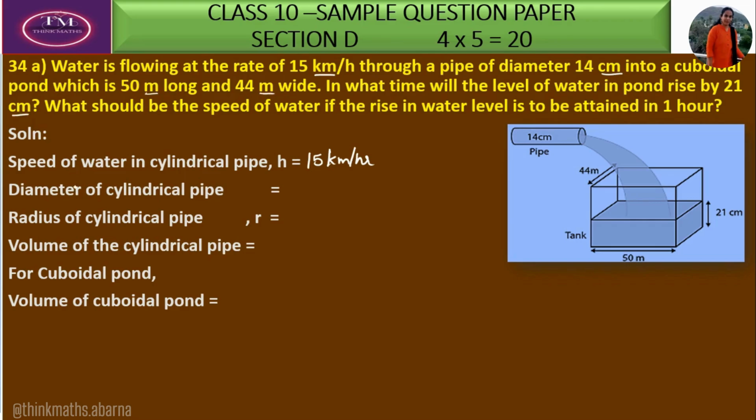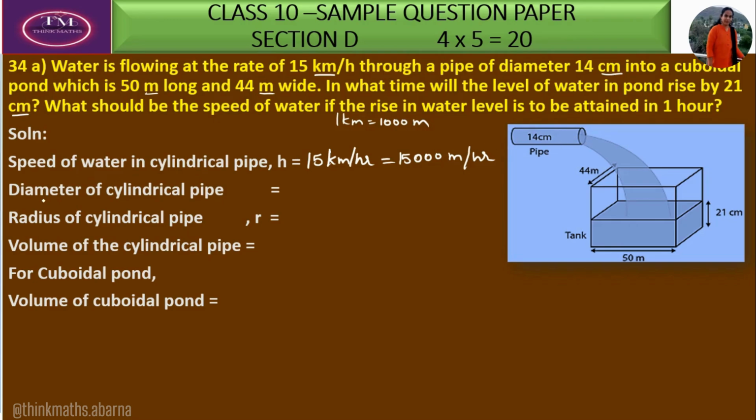So what I am going to do, I am going to convert everything to meter. So 15 kilometer to meter. 1 kilometer equal to 1000 meter. So we have to multiply by 1000. So it is 15,000 meter per hour. So the height of the pipe will be 15,000 meter because in 1 hour the pipe gets the amount of water 15,000 meter. So this height will also be 15,000 meter.